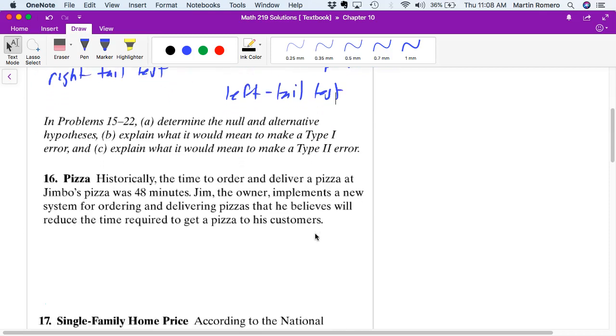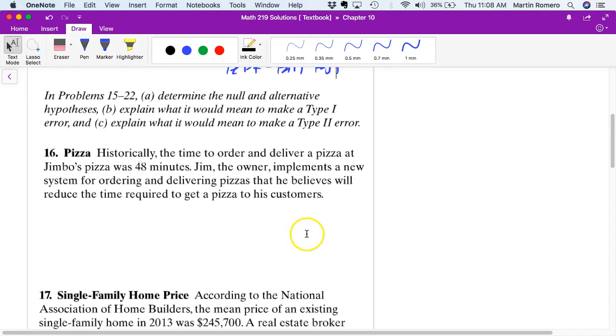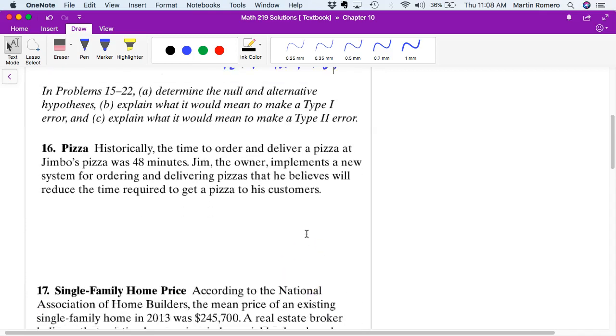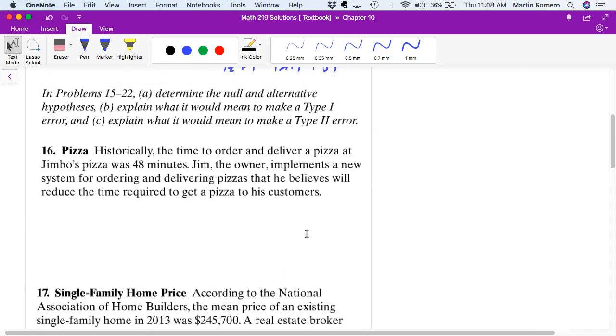Let's go ahead and look at now problems 15 and 20, 16 and 17. The instructions are to determine the null and alternative hypothesis, explain what it would mean to make a type 1 error, and explain what it would mean to make a type 2 error.